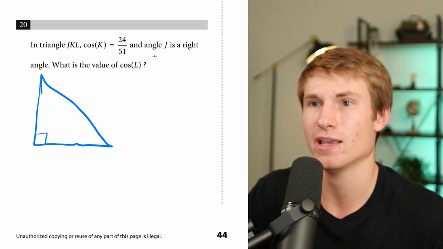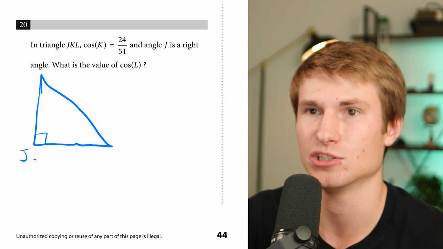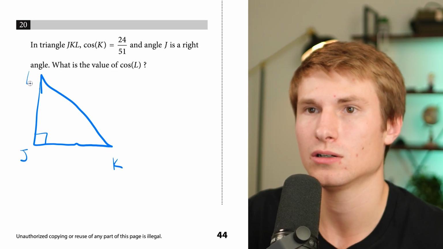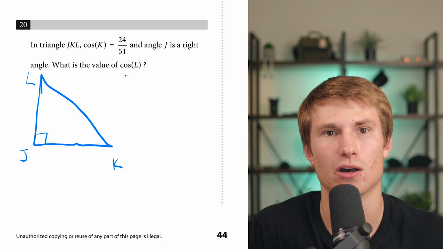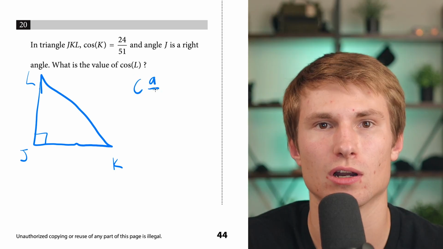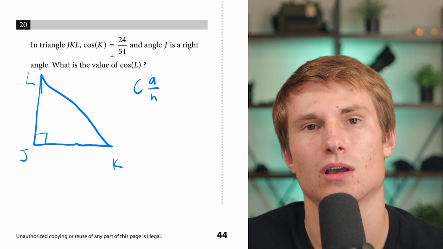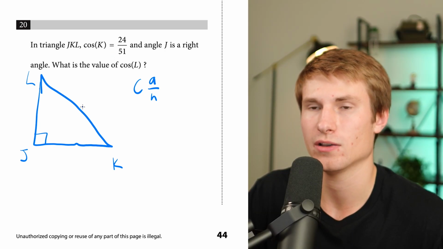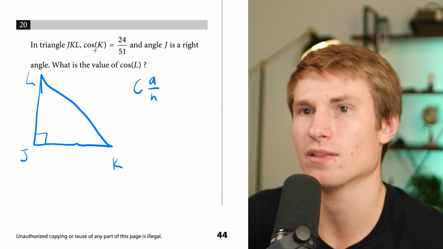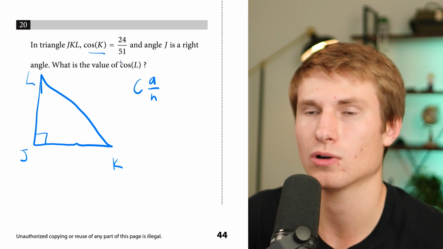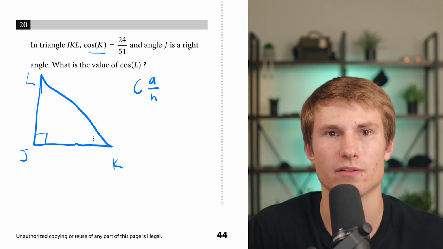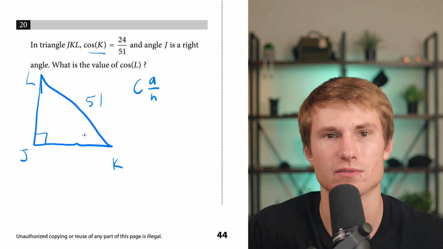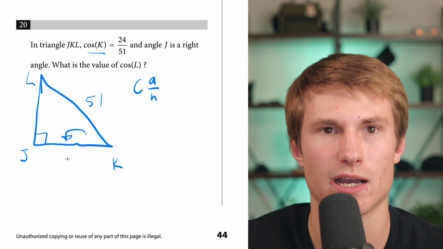We also know that angle J is going to be the right angle, so we can put J here, and then we'll put K and L. Now we're asked for the value of cosine of L. We know that the cosine is our adjacent over our hypotenuse. So in order to calculate this, we need to know the values of the hypotenuse and the adjacent one. Now we also know that the value of the cosine of K is 24 over 51. Well, if the cosine of K is 24 over 51, we know our hypotenuse is 51, and we know that the adjacent side length is 24.